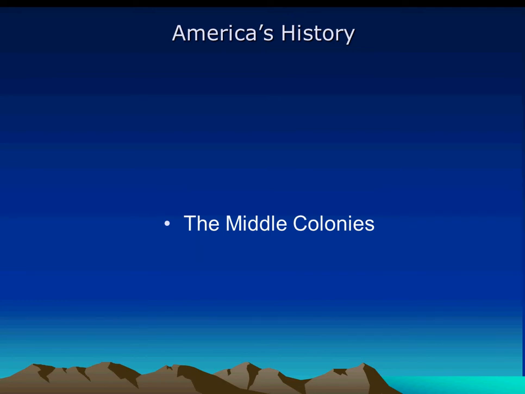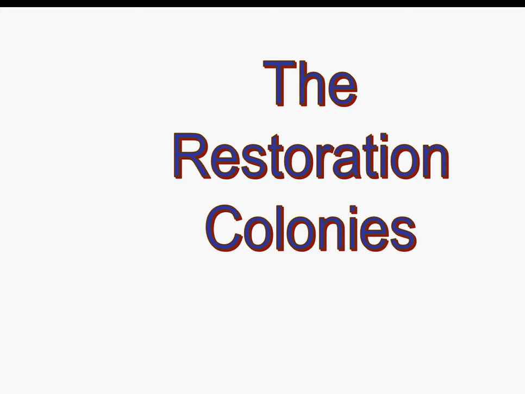Welcome back to AP US History. This is Chapter 3. This is Part 5. We're now focusing our attention on the Middle Colonies. These colonies consisted of Pennsylvania, New York, Delaware, and New Jersey.